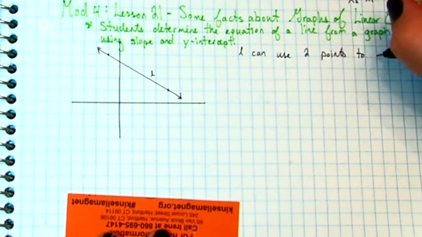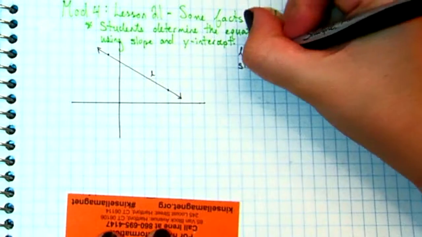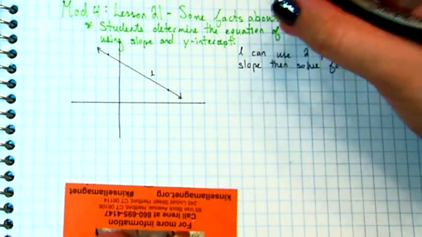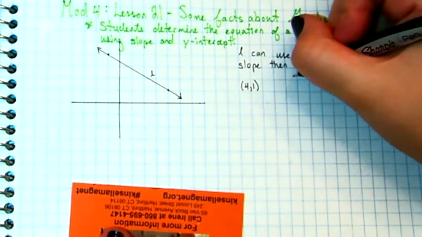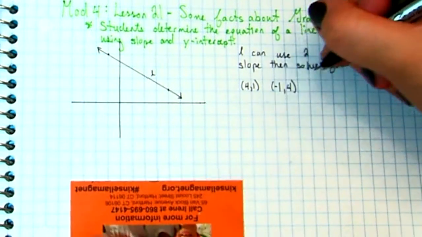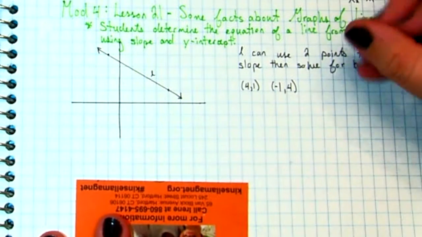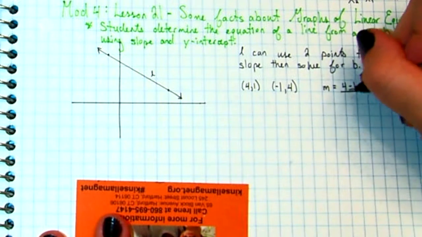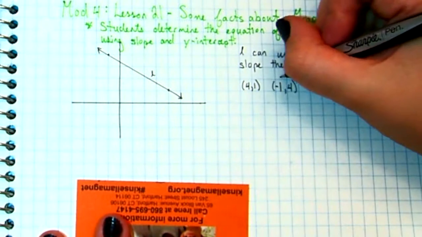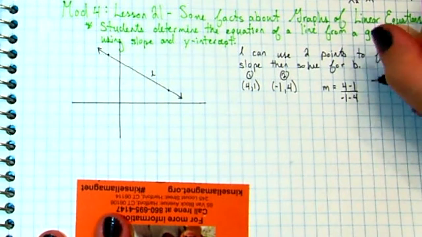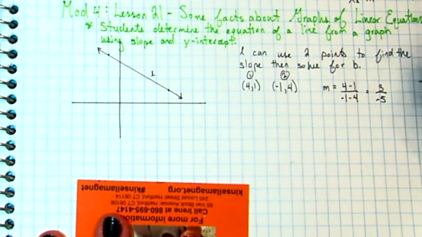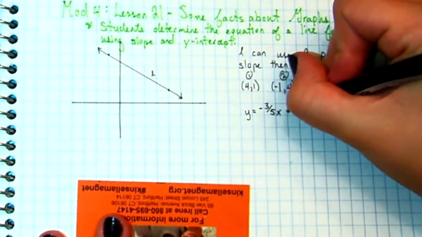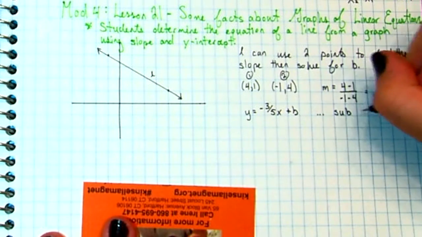So I can use 2 points to find the slope, and then I can solve for b. Because my b value, my y-intercept, doesn't really look like a nice even point on my graph. But I have 2 coordinate points, so when I use the slope formula, 4 minus 1 over -1 minus 4, where the first is my first set of coordinates and the second is my second set of coordinates, I get a slope of -3 over 5.